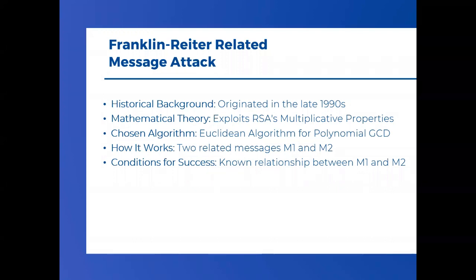Thanks, Nacho. I'll start with the Franklin-Reiter related message attack. This attack became known in the late 90s and targets the RSA encryption algorithm's multiplicative properties. The attacker typically uses 2 related messages, M1 and M2, encrypted with the same public key. By applying the Euclidean algorithm for polynomial GCD to these 2 messages, the attacker can find the greatest common divisor that can reveal the private key. The crucial condition for success in this attack is a known mathematical relationship between the 2 encrypted messages, M1 and M2.